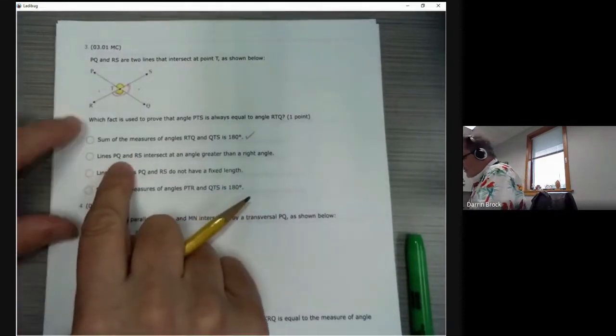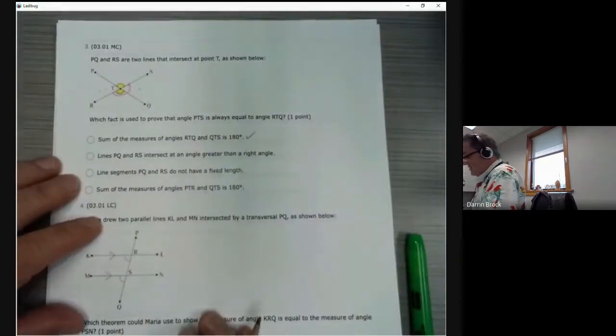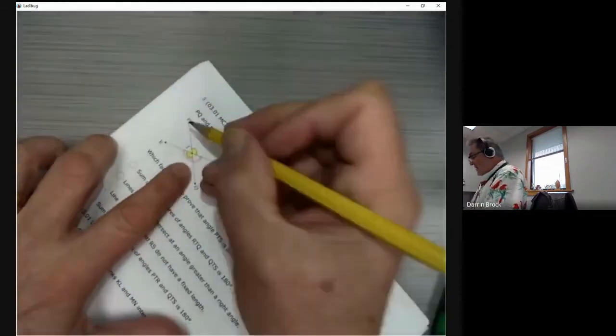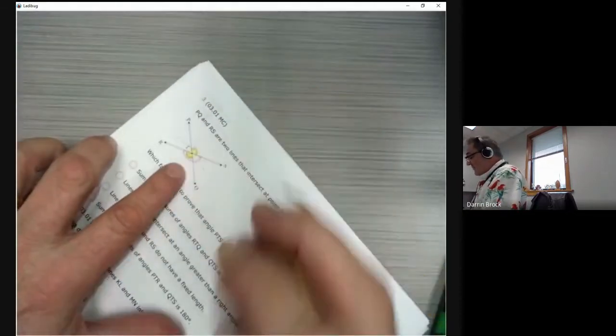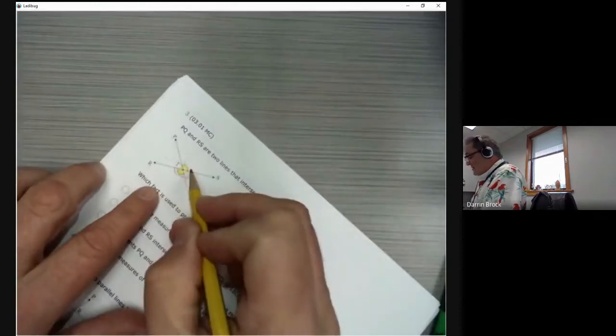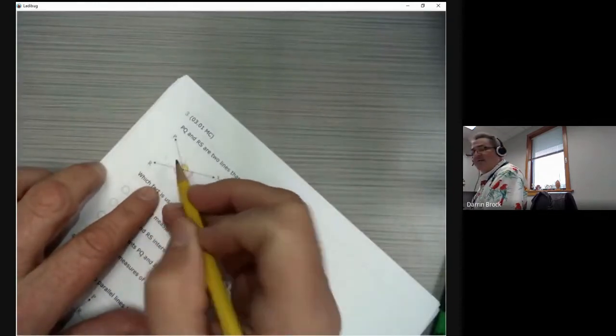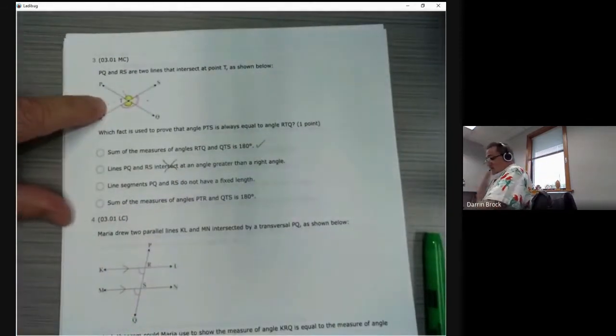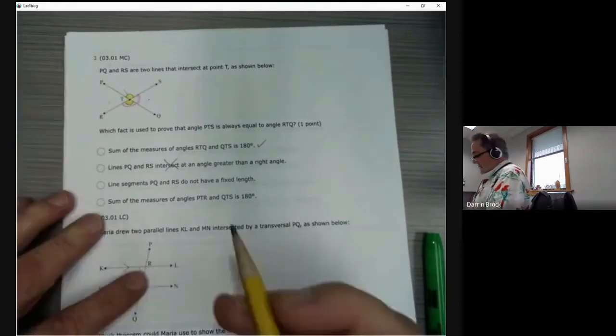All right, let's see what other choices are. Line PQ and RS intersect at an angle greater than a right angle. Well, that depends on which angle we're looking at, right? A right angle would be like right there. Yeah, they intersect at a greater than right angle, unless I'm looking at this one, then they're less than a right angle. That really has nothing to do with anything. Because if I'm looking at this angle, it's not greater than, it's less. So that doesn't have anything to do with it.